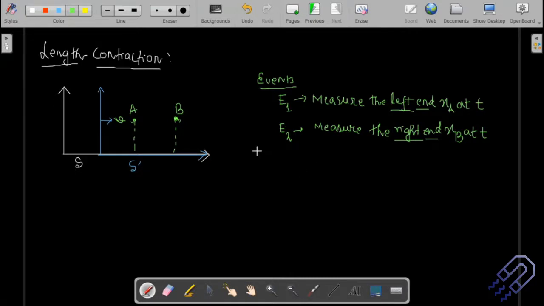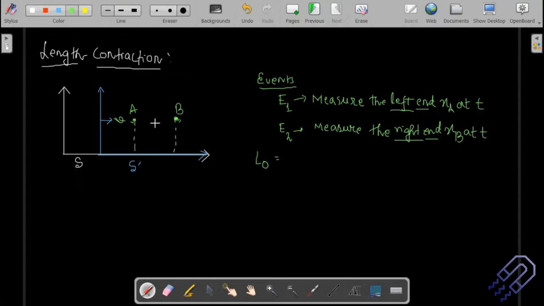So now if you want to know what is the rest length, maybe you are in the S prime frame, and you are measuring. It's moving with velocity v, and A and B are also moving, and you are measuring the length. So that means whatever length you are measuring would be the rest length, right? Because if A and B are moving, your frame is also moving, everything is moving together.